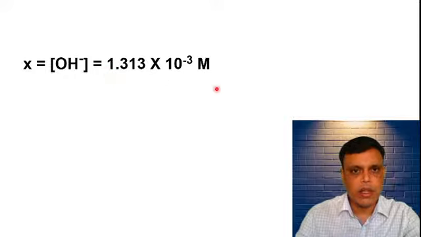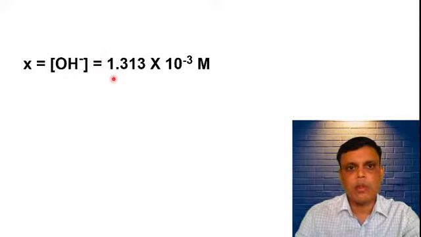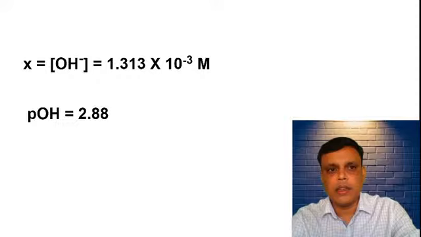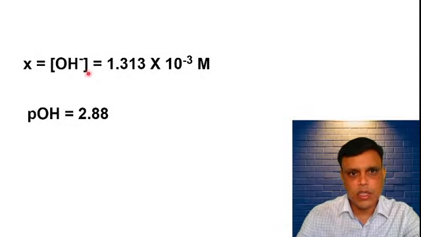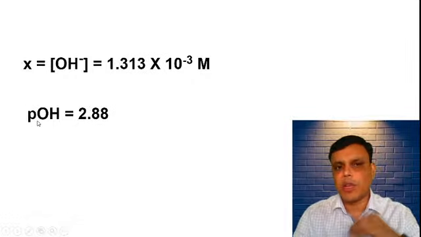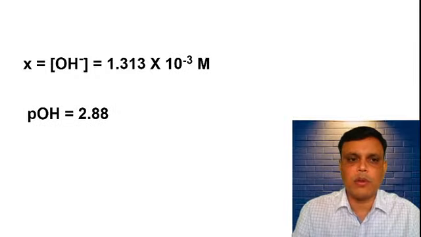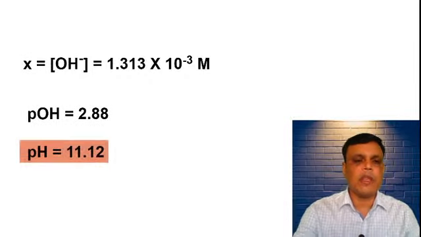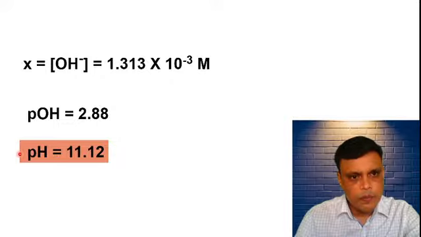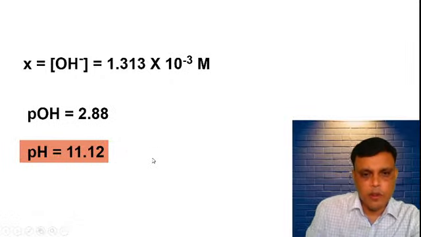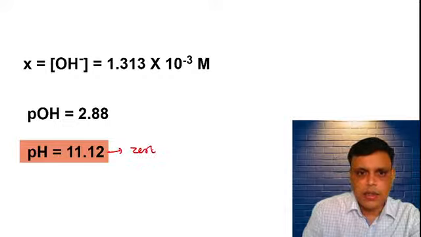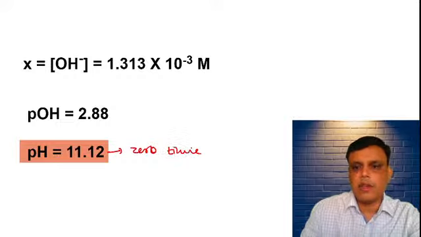And how much does it come to? From x square, x will be 1.313 into 10 raised to minus 3 molar. Okay, then just take the negative log of this value. You will get the pOH. And from that pOH you can calculate the pH, that is pH is equal to 14 minus 2.88. It will give you pH as 11.12. So this is the pH of your titration at zero time, or at starting.